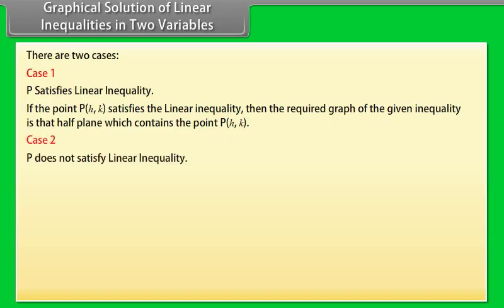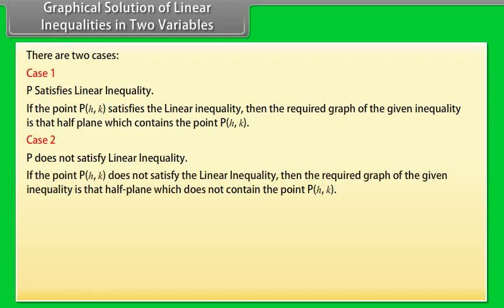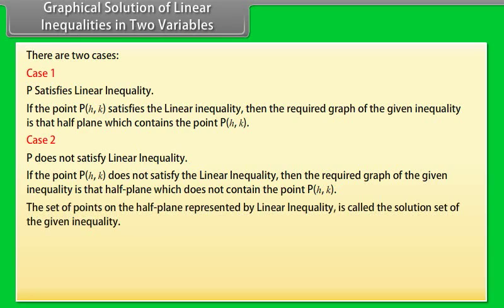Case 2. P does not satisfy the linear inequality. If the point P(h, k) does not satisfy the linear inequality, then the required graph of the given inequality is that half plane which does not contain the point P(h, k). The set of points on the half plane represented by the linear inequality is called the solution set of the given inequality.